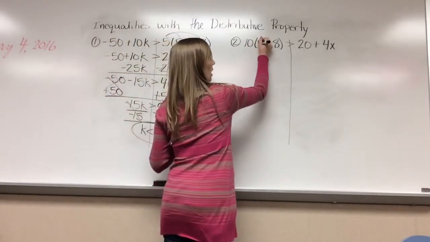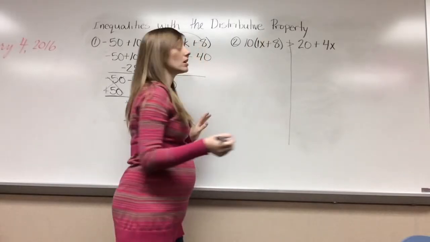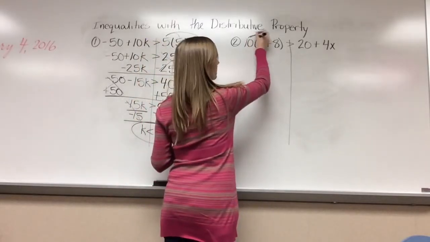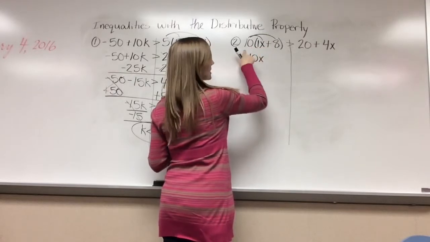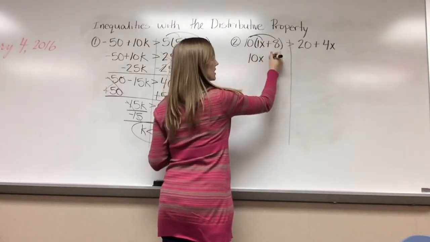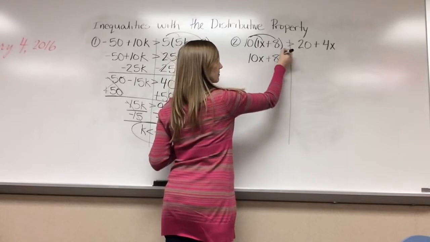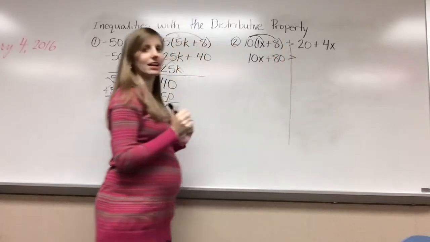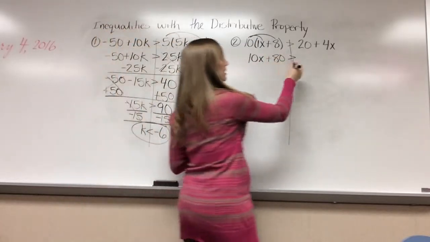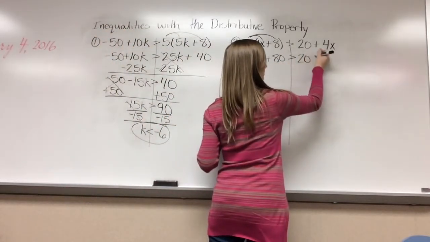Remember, this is a 1x, they just don't write the 1. So we're going to take 10 times 1x, which gives me 10x. And 10 times the positive 8, so that's plus 80. Keep your inequality sign, so greater than sign. Okay, and then 20 plus 4x just drops down.